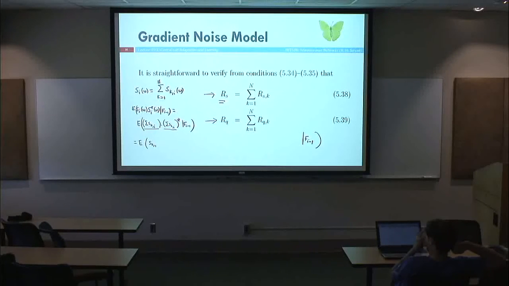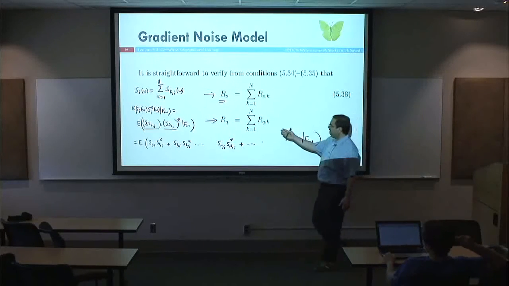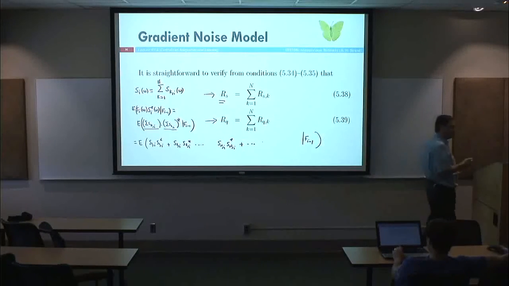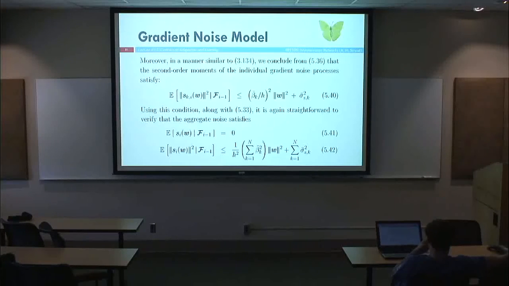So you're going to get, when k is 1, S1i S1i star, plus S2i S2i star, until SNi SNi star, plus now you are going to have cross terms, right? But the cross terms, because of the assumptions that they are uncorrelated, they will be 0. And similarly for the Rq. That's why the Rs and the Rq are the sum of the individual Rs's and individual Rq's. Very good, okay.